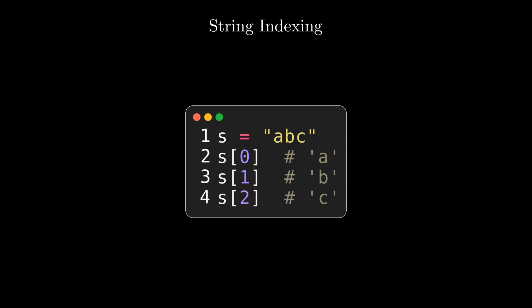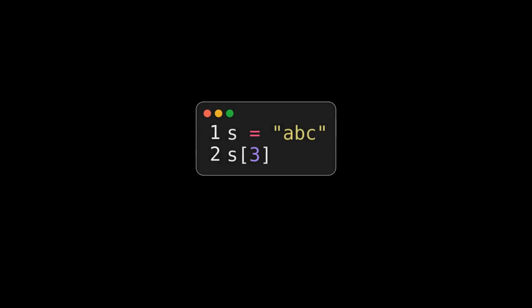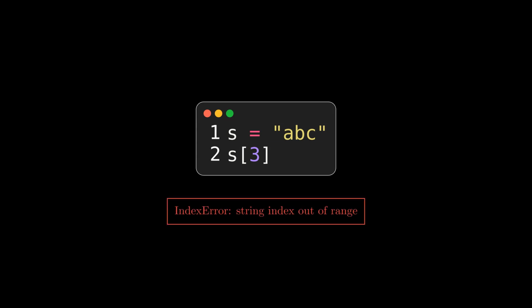The expression s[index] evaluates to exactly one character, the one at that position. There are 3 characters, but the highest valid index is 2. Push past the end and Python complains. s[3] asks for a character that doesn't exist in a 3-character string. Python raises an IndexError. This is one of the most common errors you'll hit, and it always means the same thing. You indexed past the end of the sequence. Remember, a string of length n has valid indices from 0 up to n-1.